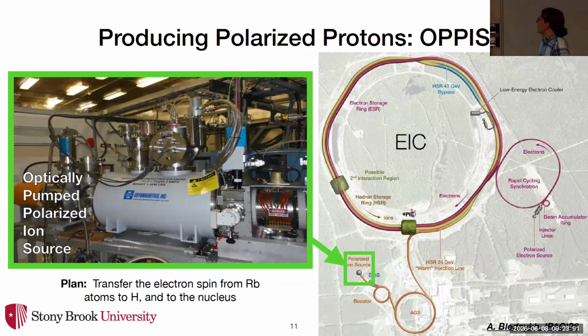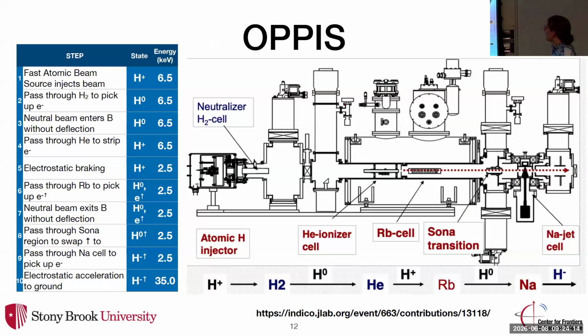Okay, so we're going to start our journey here at the polarized ion source, OPPIS, the optically pumped polarized ion source. And that plan again is we're going to take an electron spin that we get by pumping rubidium to polarize the rubidium electronic orbitals, and we're going to transfer it to hydrogen and into the nucleus from the electron state here.